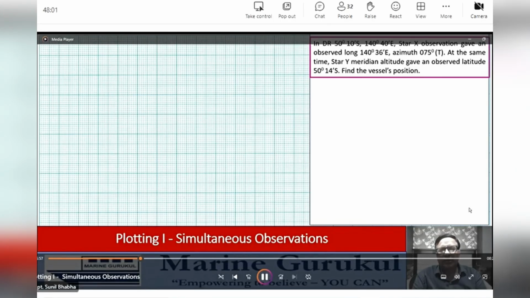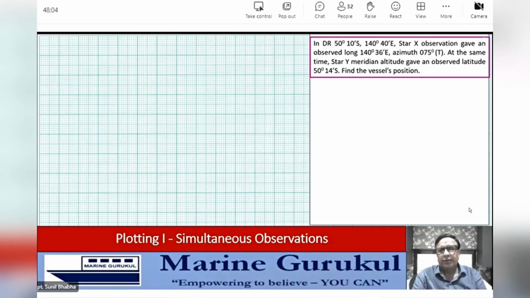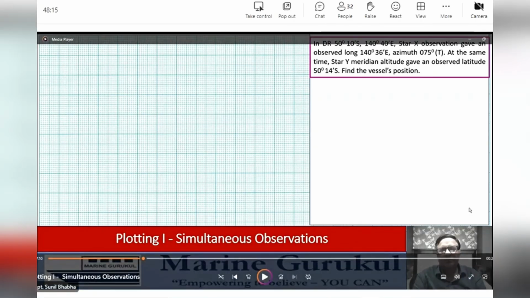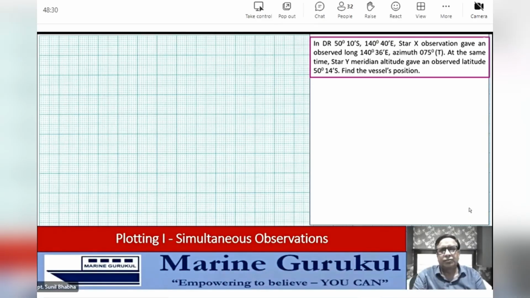Let's apply our learnings to an example. In DR 50 degrees 10 minutes south, 140 degrees 40 minutes east, star X observation gave an observed long 140 degrees 36 minutes east. Beta, is the audio video both coming fine? Yes, sir. This one is the simultaneous one, sir. Yeah, this is simultaneous one. Azimuth 075 degrees true. At the same time, star Y meridian altitude gave an observed latitude 50 degrees 14 minutes south. Find the vessel's position.